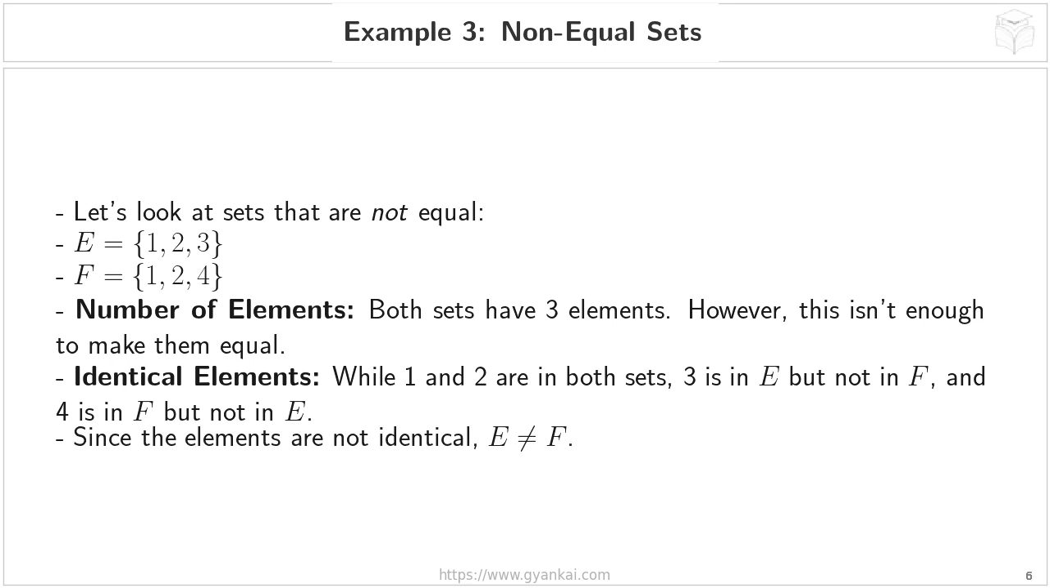Because these sets don't contain exactly the same elements, we can definitively say that set E is not equal to set F. We denote this mathematically as E is not equal to F. Remember, even if the number of elements matches, a single differing element is enough to prove the sets are not equal. We'll continue to build on this understanding in the next few examples, so pay close attention to how even a small difference can make sets unequal.